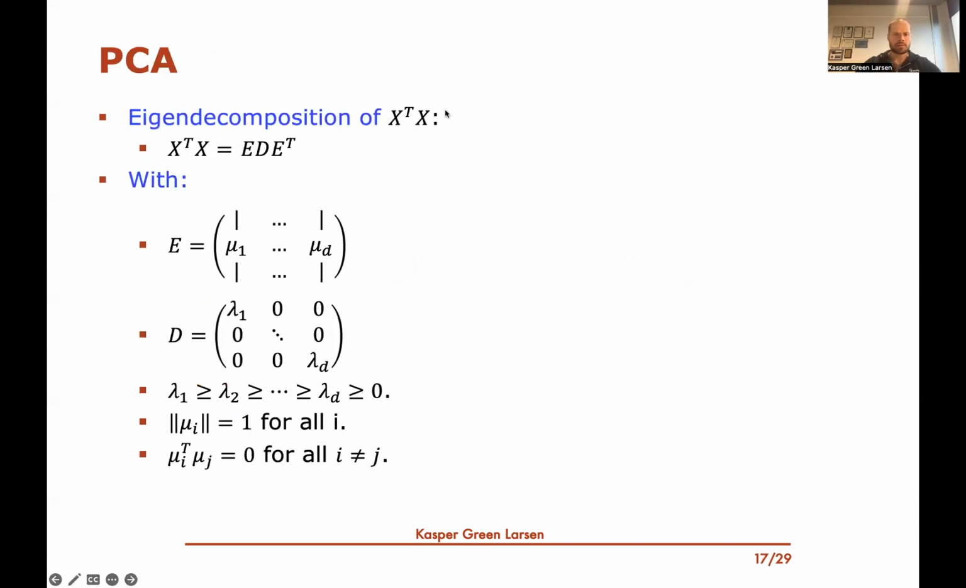So we take X transpose X and we replace it by E D E transpose. Again, E has eigenvectors as columns, and D has eigenvalues on the diagonal. They are non-negative, and we have sorted them like this: lambda 1, lambda 2, down to lambda D. This is the positive semi-definite part that implies that these are all greater than or equal to 0. All the eigenvectors have unit length and they are orthogonal.